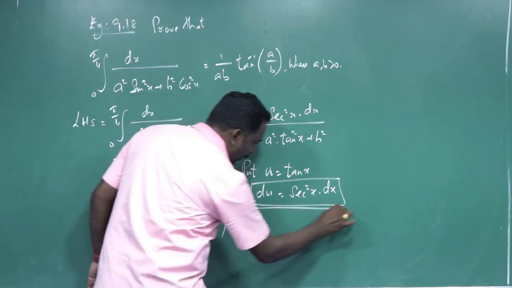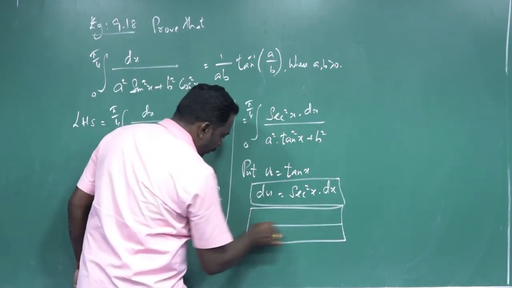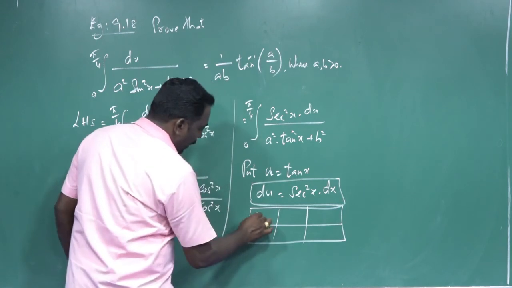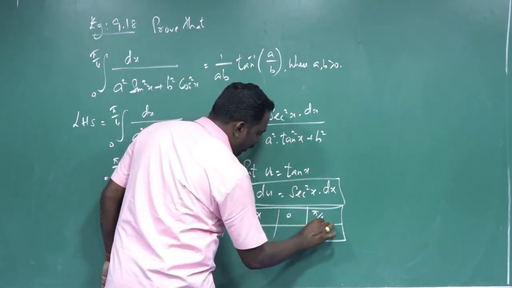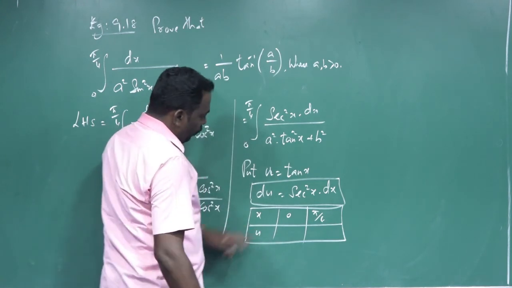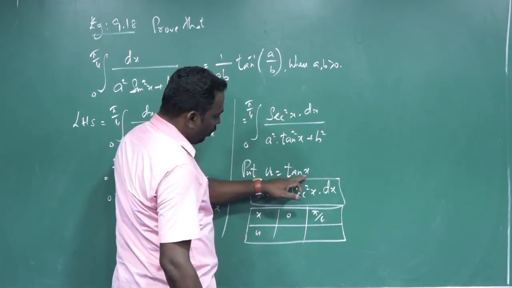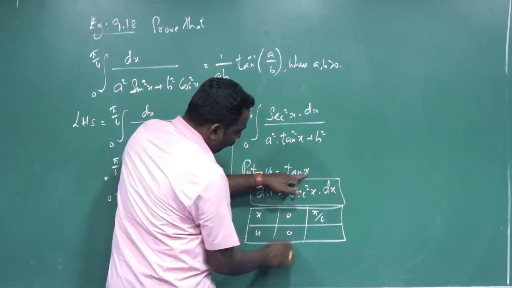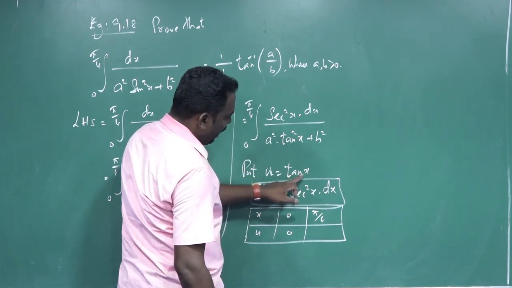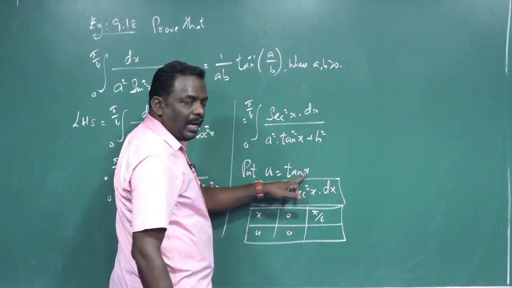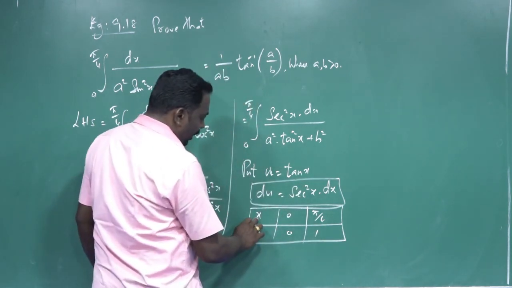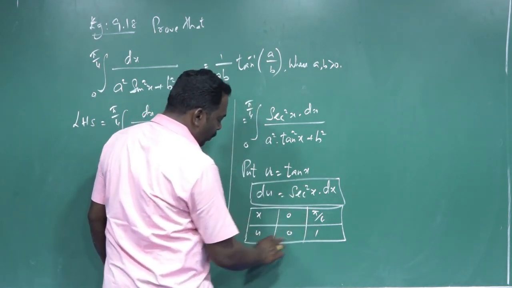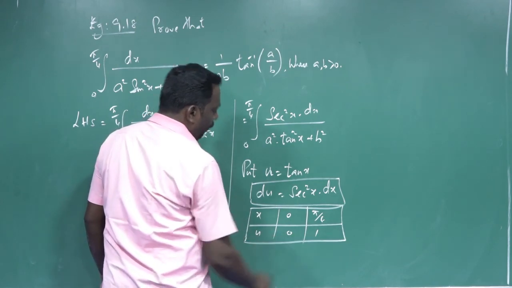Therefore the limits: x from 0 to pi by 4, then u. Put x value equal to 0, tan 0 equals 0. Put pi by 4, tan pi by 4 equals what? Tan 45 degrees equals 1, therefore 1. So x ranges from 0 to pi by 4, and u ranges from 0 to 1.